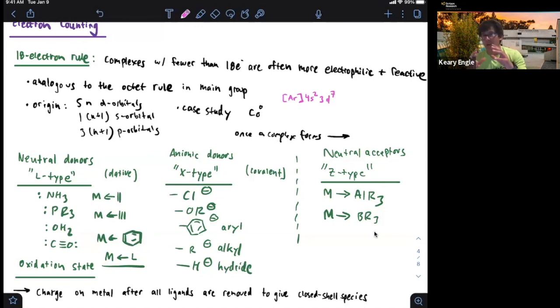But when you actually form a complex and you have a ligand field present, and we'll talk about what that means in a moment, then the order in which the energies of the orbitals is perturbed, and the order in which you fill them up changes. So once a complex forms, now the 3d orbitals are lower in energy, and so they will get filled up first.